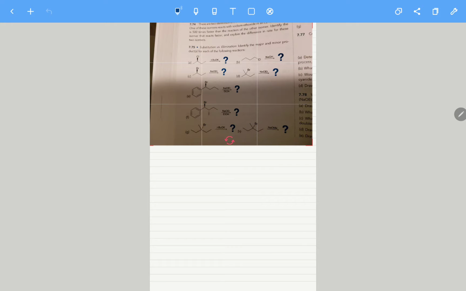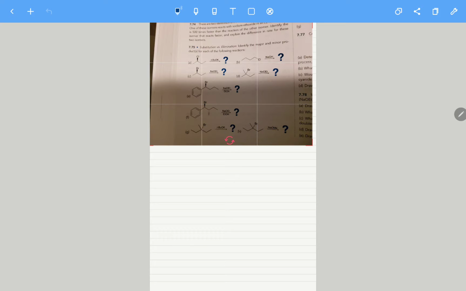All right, so this problem is asking us to determine which mechanism will happen, either substitution or elimination, and what's the major and minor product. So when we're talking about substitution, SN2 only gives us backside attack. So we get inversion of configuration, we get one product. With SN1, we get multiple products because you can attack from either side.